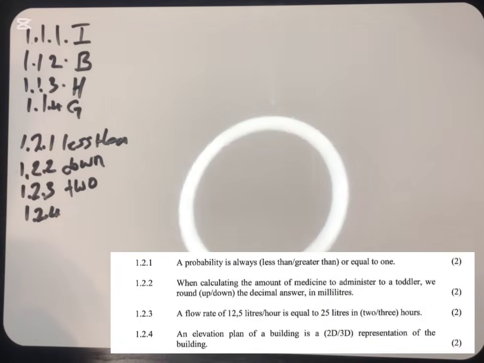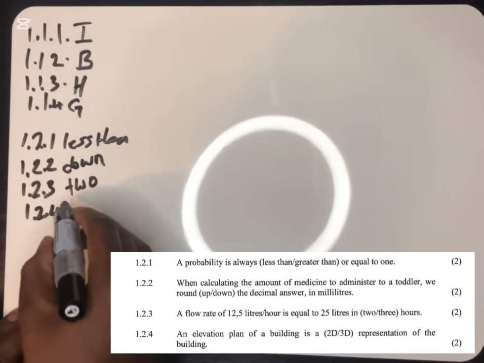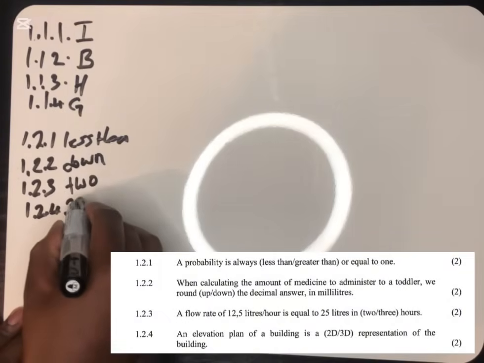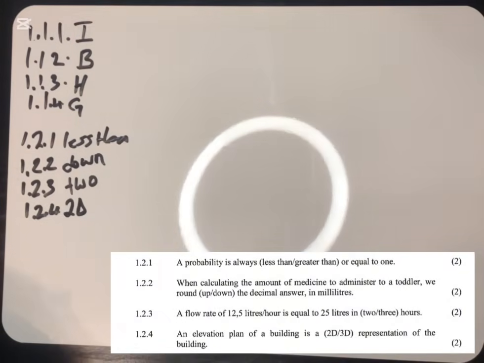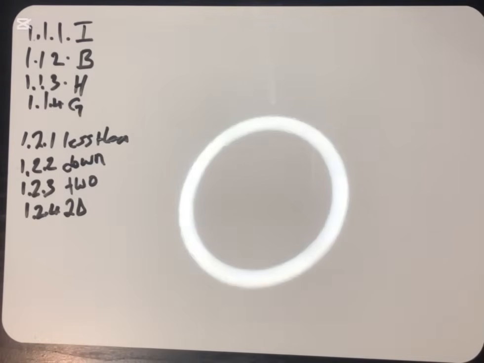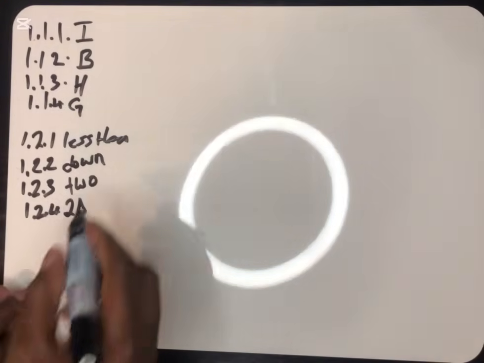1.2.4. An elevation plan of a building is a 2D representation of the building. An elevation plan is 2D. We only see two sides of this. That's why we say that it is 2D. So this was 1.1 up to 1.2. Let's move to question 3.